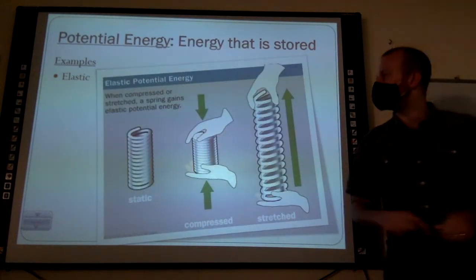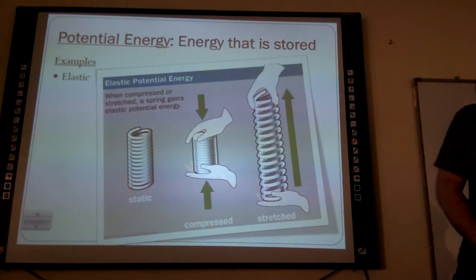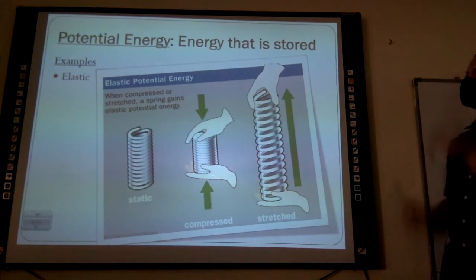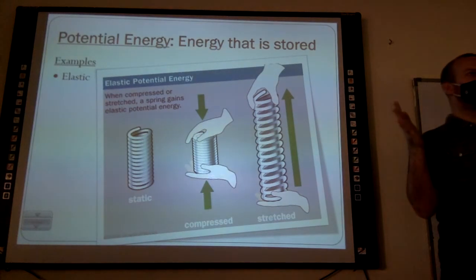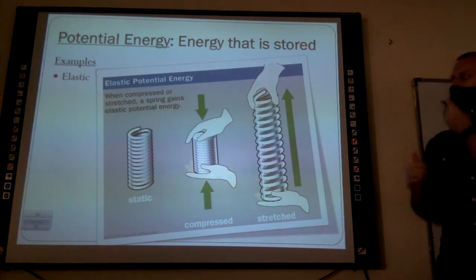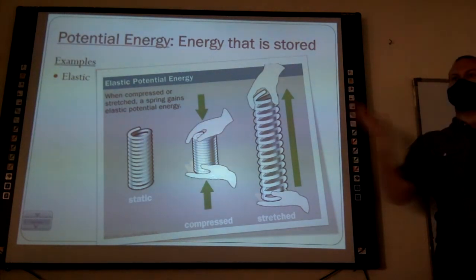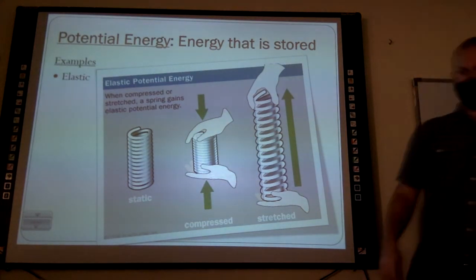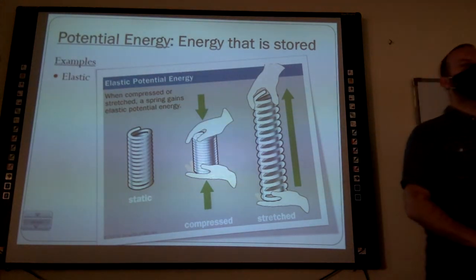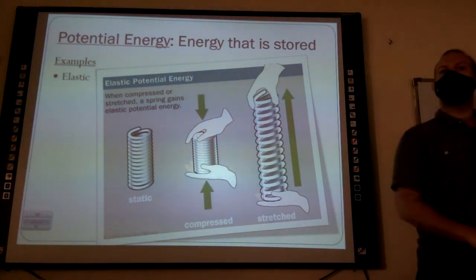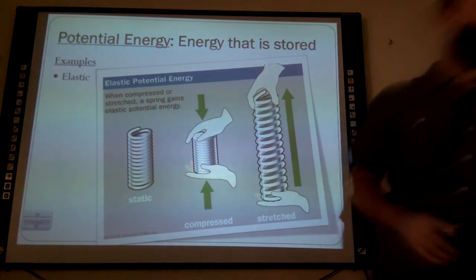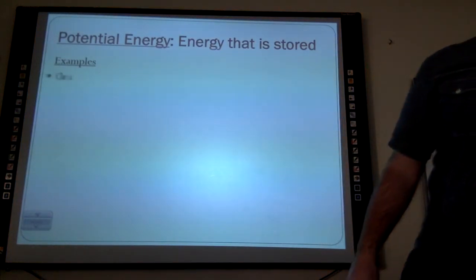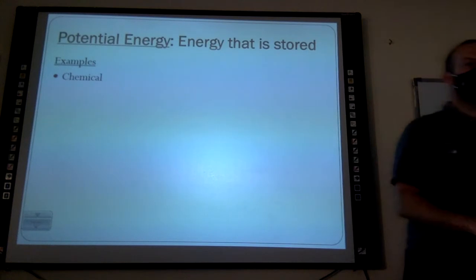So for example, elastic potential energy. We've talked about this already. So if you compress a spring or stretch a spring, you're giving it potential energy. It has the potential to expand if you compress it, or if you expand it, it has the potential to compress. So often with toys that launch something, they have some sort of a spring that launches them. So this is one type. We can also have chemical potential energy.